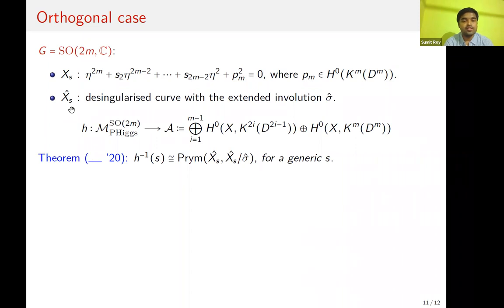and for that we have a Prym variety. Basically, we have a double cover of X_s hat, similarly as before, and the kernel of the norm map is the Prym variety. And for this Hitchin map, in this case the base is given by the direct sum of H^0(K^{2i} D^{2i-1}), i running from 1 to m-1, and the last coefficient is this, because it sends the Higgs field phi to (h_2, ..., h_{2m-2}, p_m). And the result is that the generic fiber is isomorphic to the Prym variety for this desingularized curve.